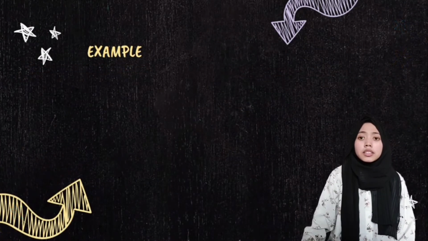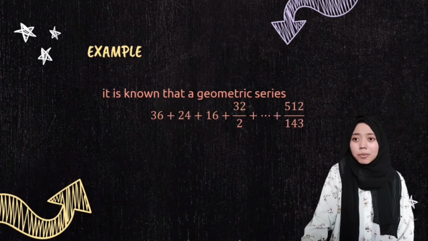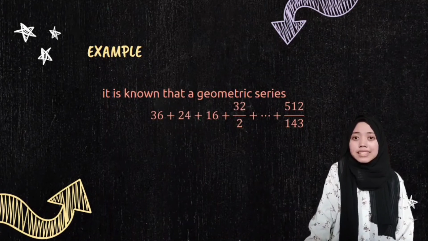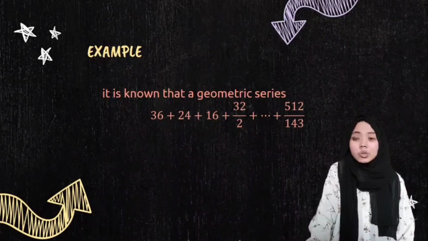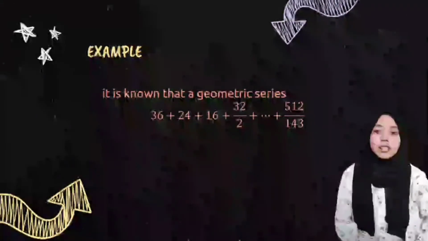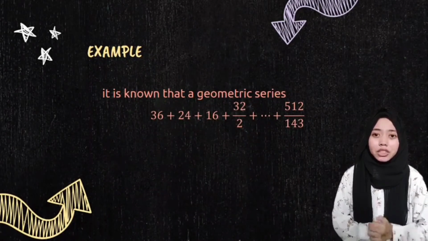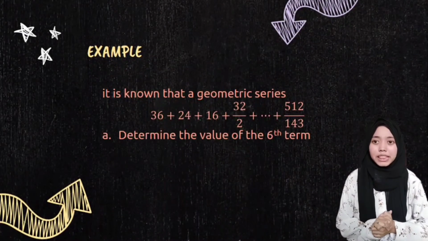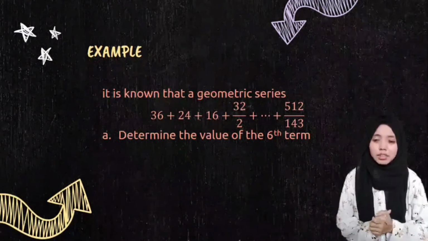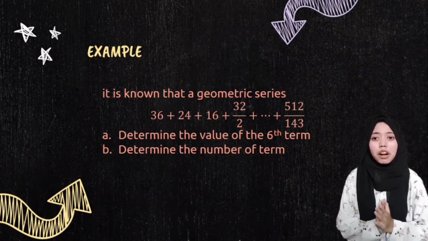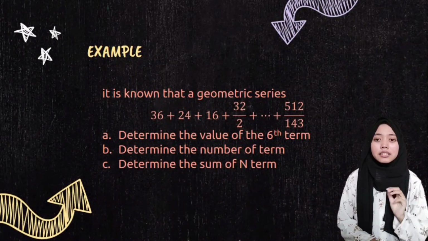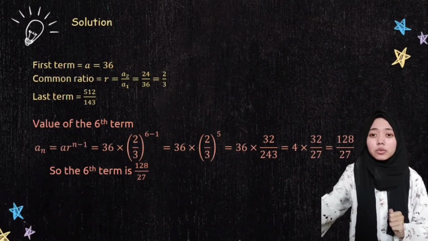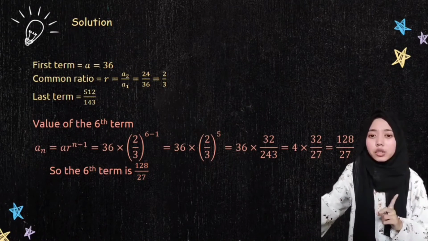For this example, it is known that a geometric series 36 plus 24 plus 16 plus 32 divided by 2, and so on until plus 512 divided by 143. The first question is to determine the value of the sixth term. The second question is to determine the number of terms, and the third question is to determine the sum of n terms. We will answer the first question first.